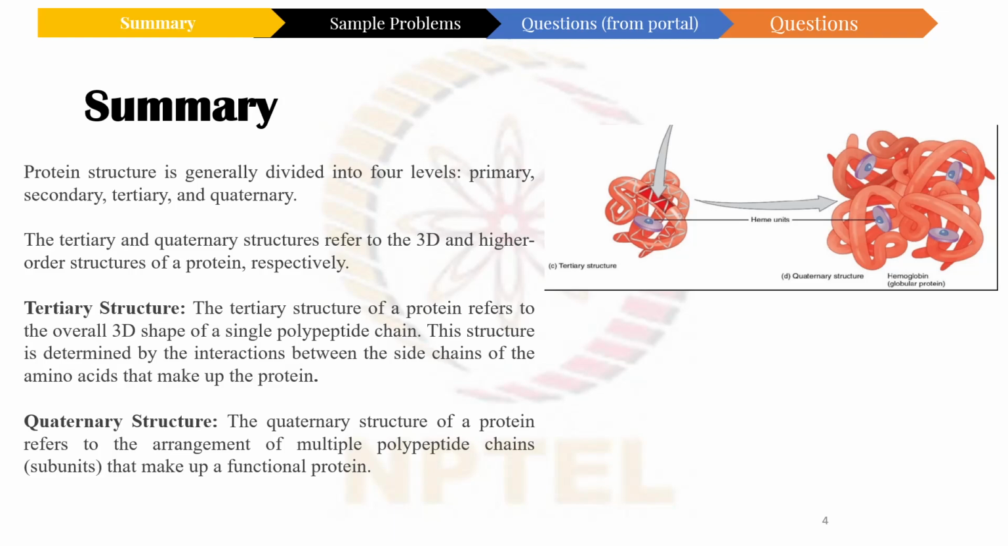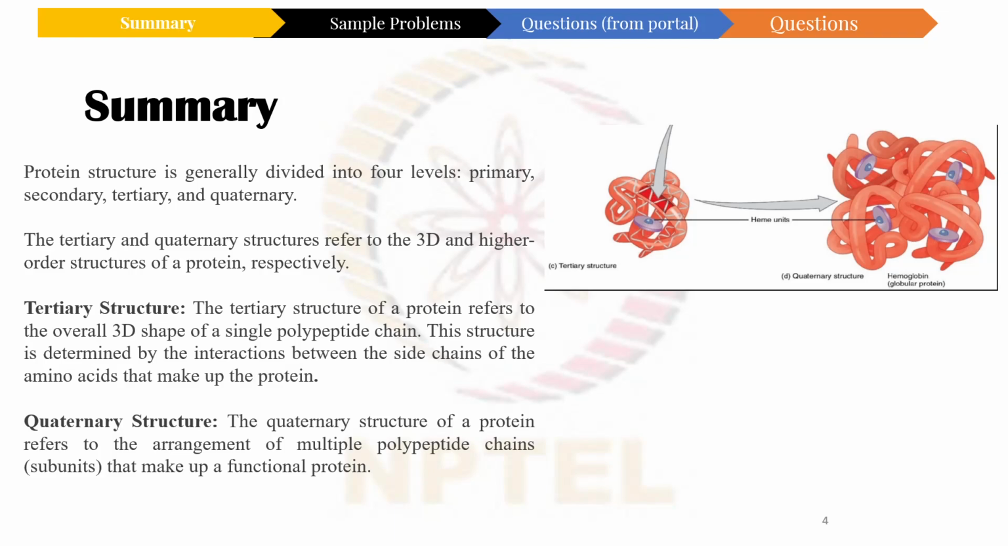Coming to the tertiary structure, it refers to the overall 3D shape of a single polypeptide chain. This structure is determined by interactions between the side chains of the amino acids that make up the protein. These side chains can interact through a variety of chemical bonds and forces, including hydrogen bonds, hydrophobic interactions, electrostatic interactions, and disulfide bonds. These side chain interactions cause the protein to fold into a specific shape, which is stabilized by the interactions between amino acids.